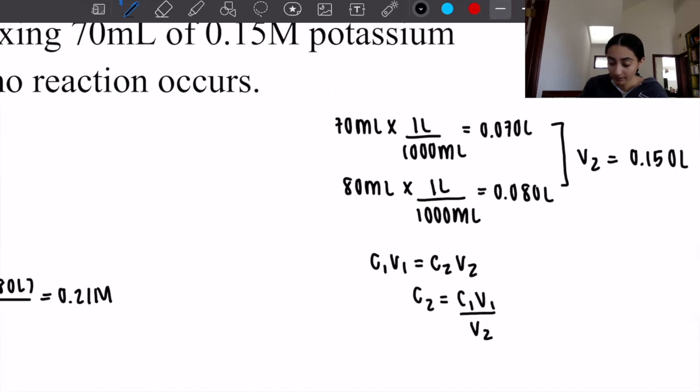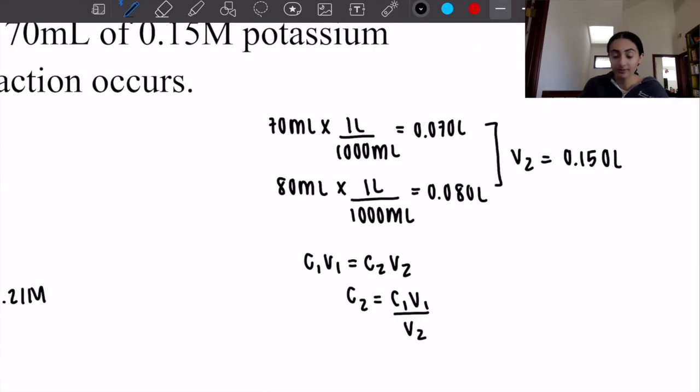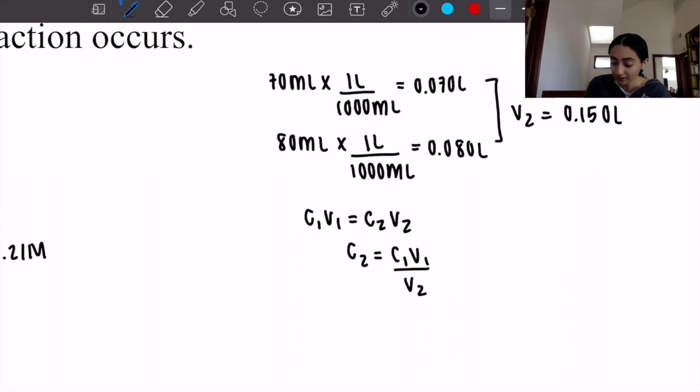Now I am just on the side going to convert my volumes into liters, because in the solution dilution equation, you need liters. And then those are both initial volumes. So I added them together to get my final volume. And then I just wrote the solution dilution equation down here, and I solved it for C2.